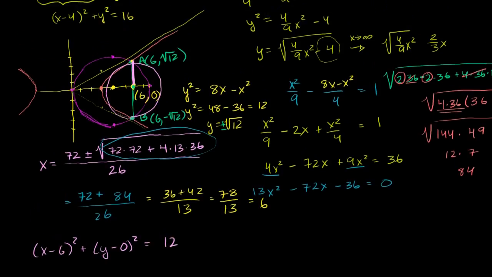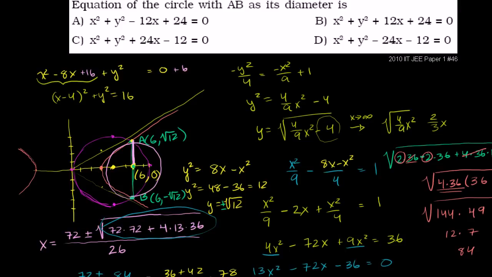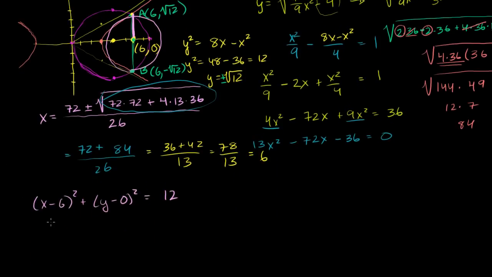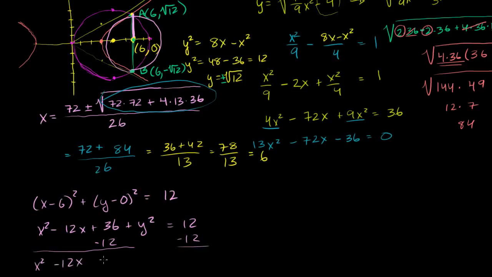And let's see what form they have up here. So they actually multiply everything out. So let's just do that. So this is going to be x squared minus 12x plus 36 plus y squared is equal to 12. And then we could subtract 12 from both sides. And we get x squared minus 12x plus 24 plus y squared is equal to 0.